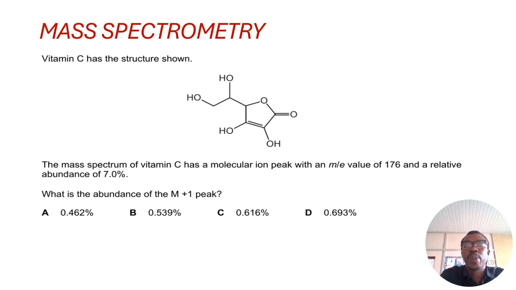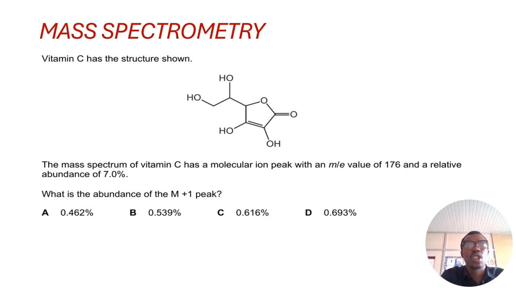Before us, a typical chemistry A-level question on mass spectrometry, a Cambridge International Examination A-level question. Vitamin C has the structure shown, so you can see the structure of vitamin C. The mass spectrum of vitamin C has a molecular ion peak with an m/e value of 176 and a relative abundance of 7.0%. What is the abundance of the M+1 peak, which is the molecular ion plus 1 peak?